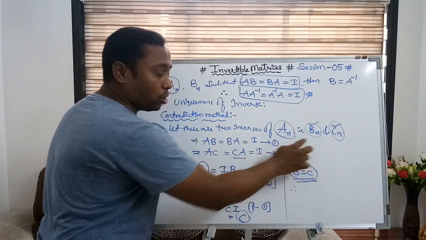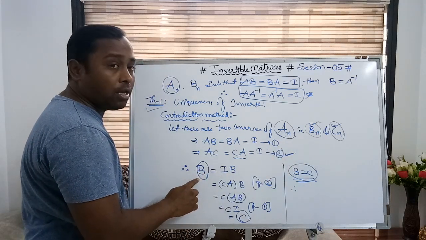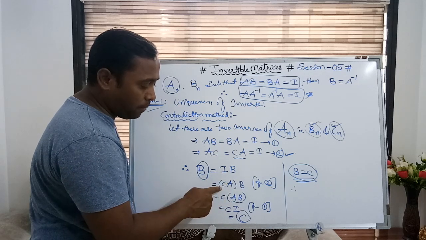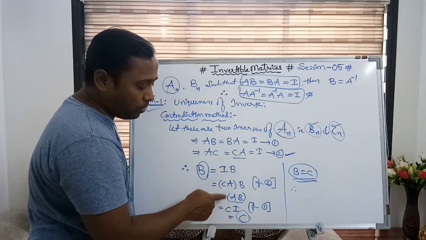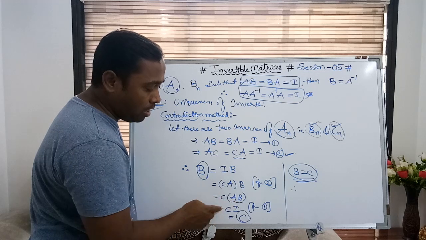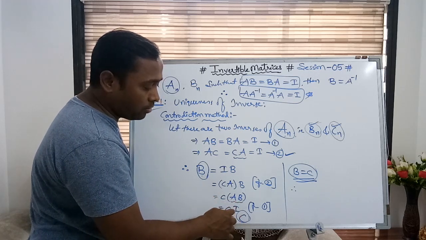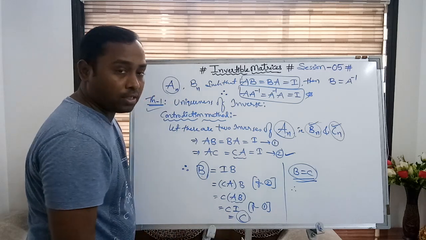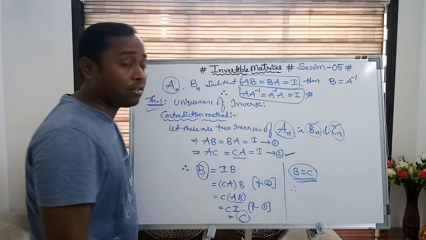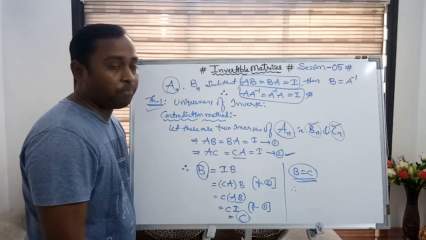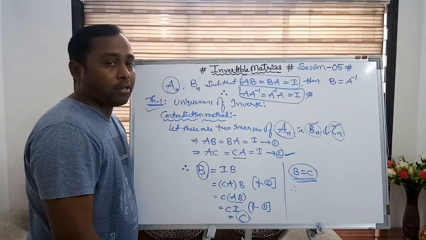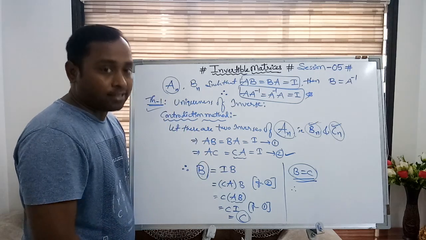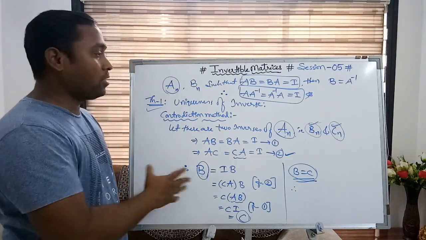as per our assumption. Then I took B and I have written it as IB. Then I just replaced this I with CA. By using the associative property, I was able to write CA into AB. Then the product AB is equal to I, as the first equation speaks. Then C into I is always C. So B is equal to C. They are not distinct, they are identical. It means that a square matrix possesses one and only one inverse if it exists. Fine. So the first theorem is done.